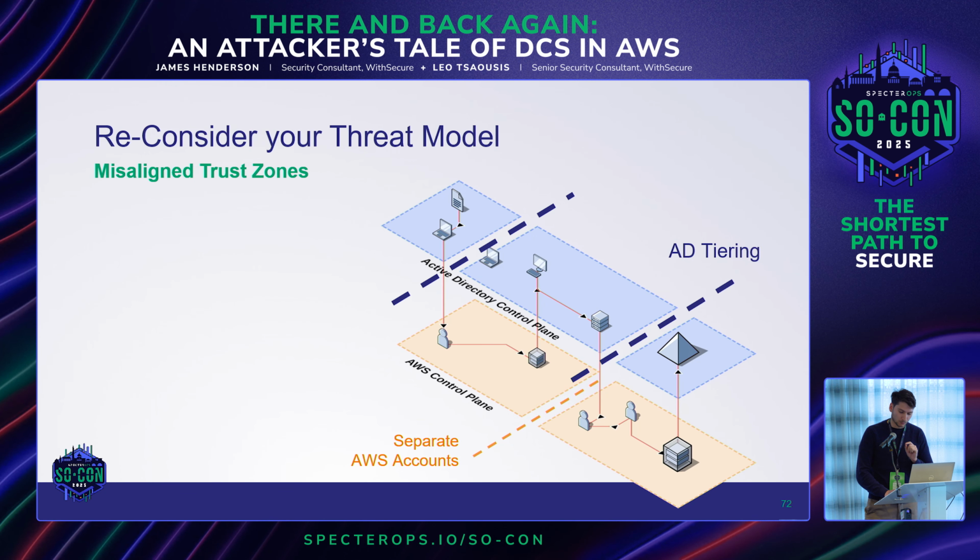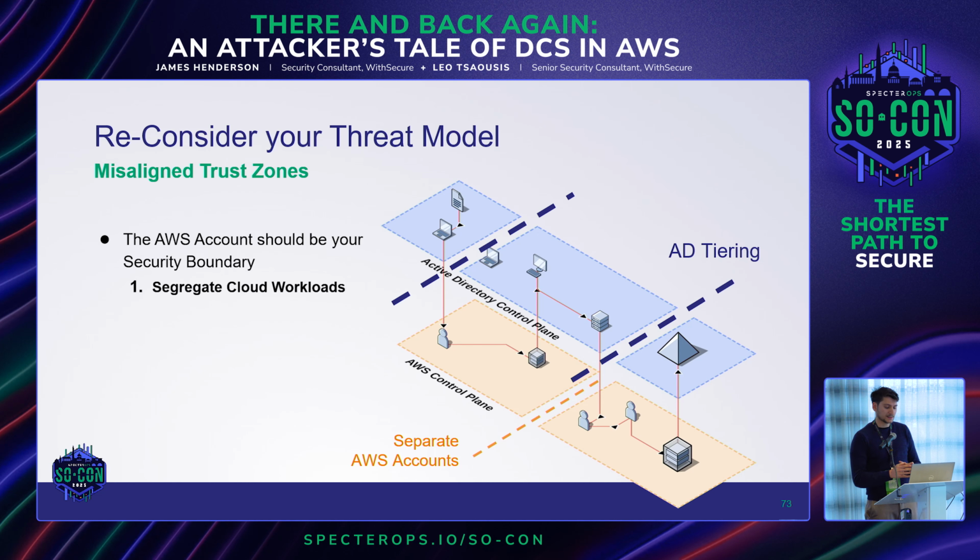Instead, we believe you need to reconsider your entire threat model. Strong take. See, the root cause of all of these issues, like James mentioned, is the misalignment of the trust zones across these 2 planes. Now, you might have implemented your tiering on the AD side of things, but these security boundaries don't necessarily map to your cloud estate, allowing these paths, these vertical paths, to cross between the trust zones.